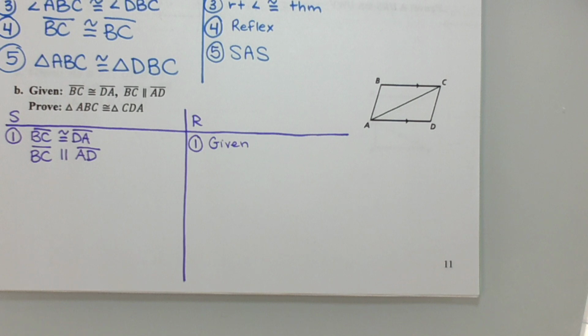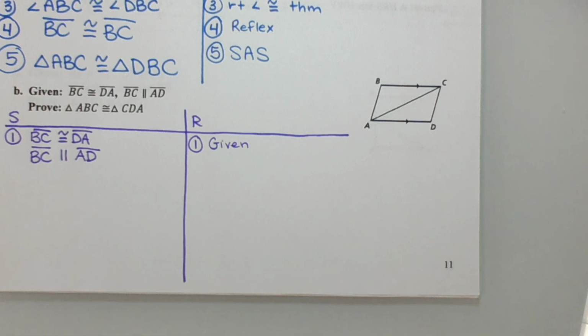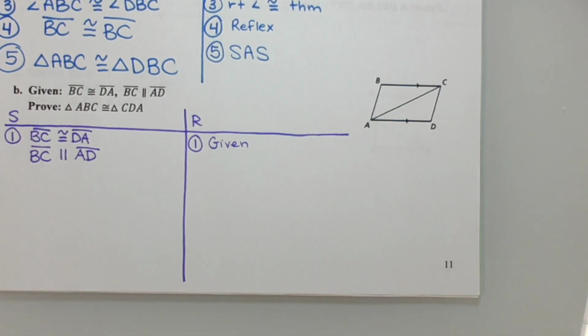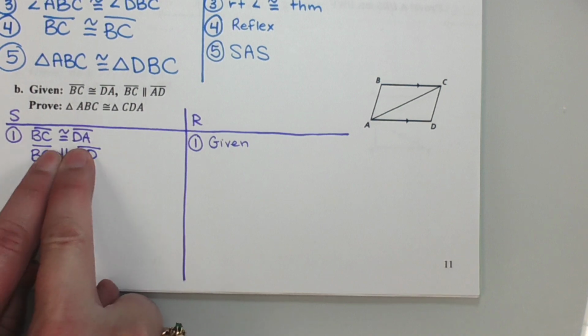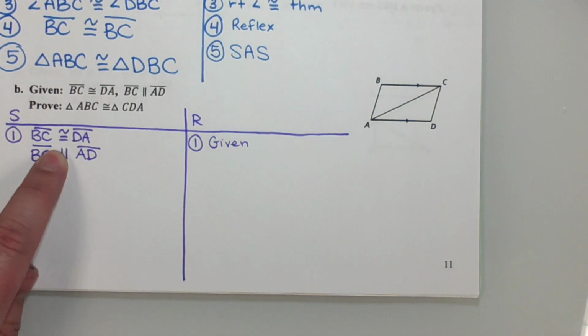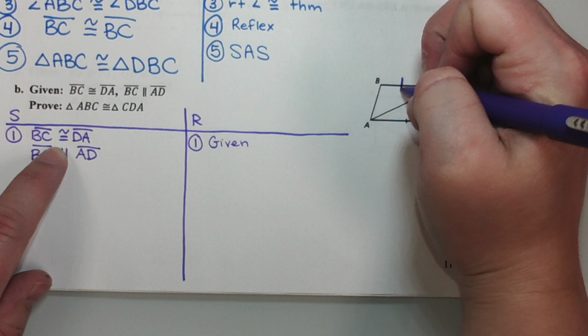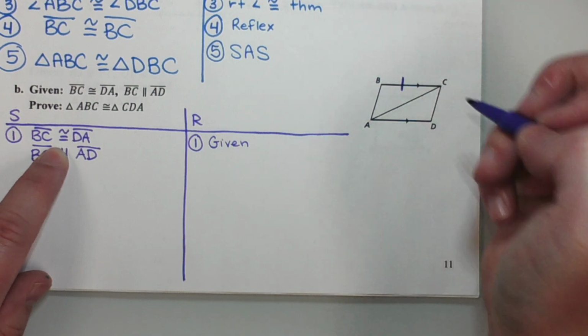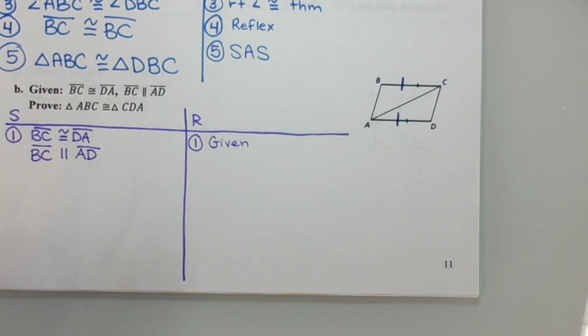So, first thing I actually notice in my proof is I have a congruent symbol. Once I have a congruent symbol here, I make sure to mark it on the picture. BC, tick mark. DA, tick mark. Then I go through my 5 things.